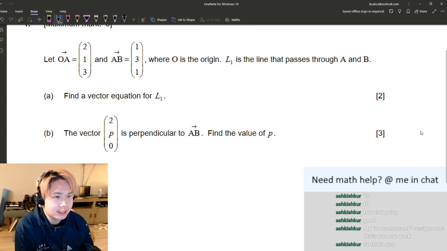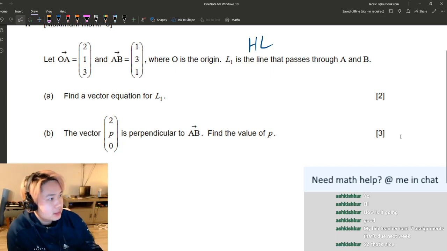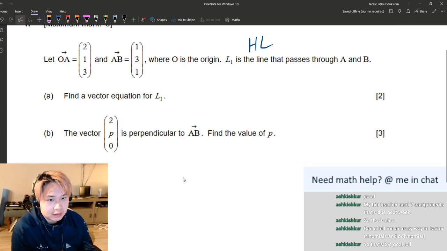Okay, so as a warning, this is now HL content, vectors. So we have OA is (2, 1, 3), AB is (1, 3, 1), and then there's going to be a line that passes through A and B, and then find the vector equation for the line. So this line, it needs a position vector.